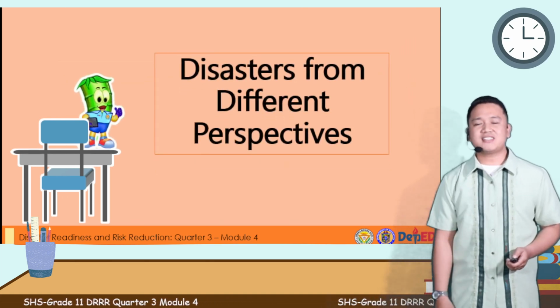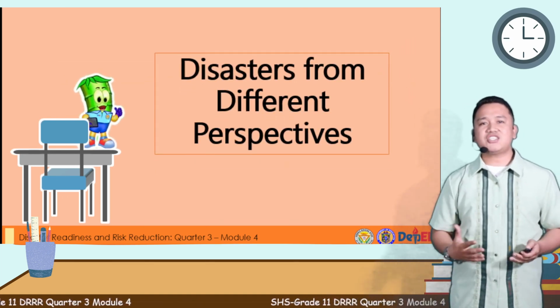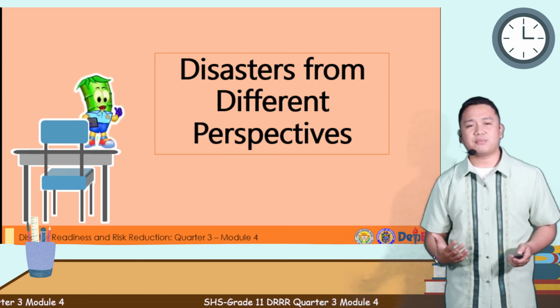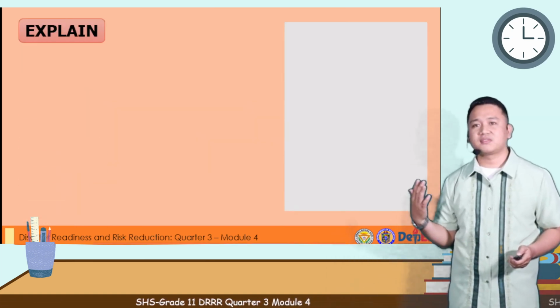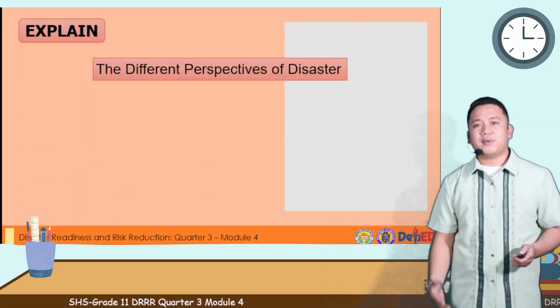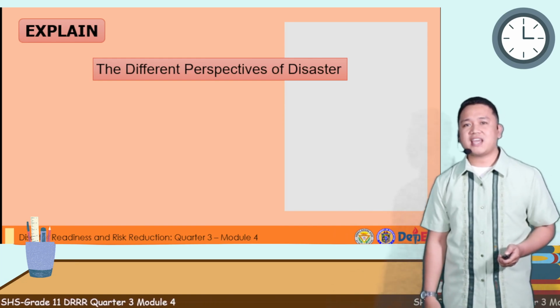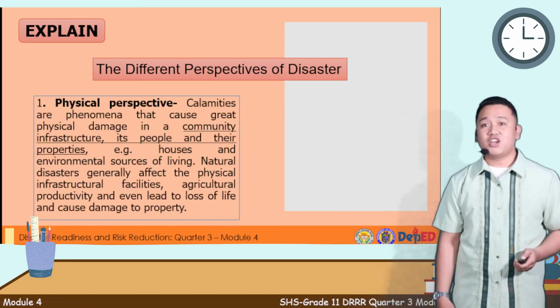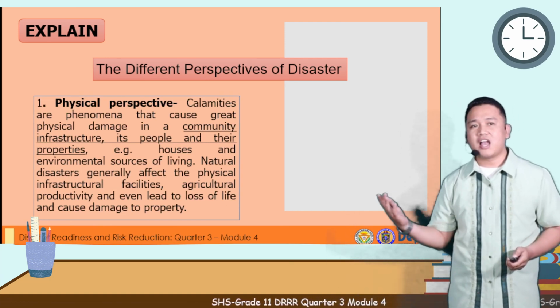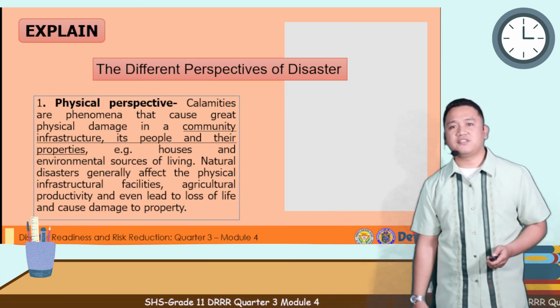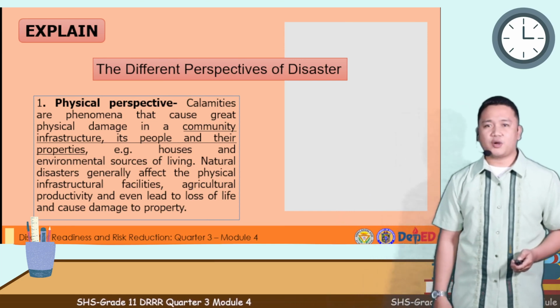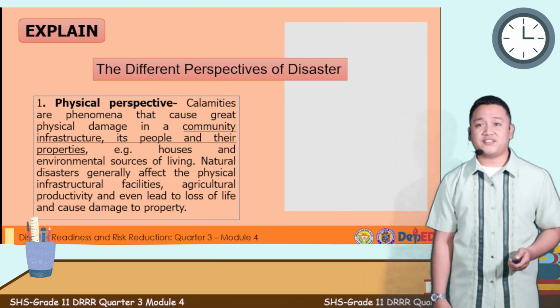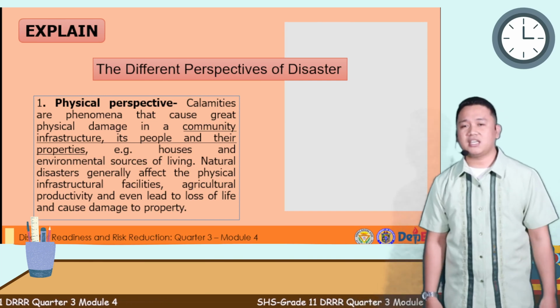Now, let us move on to the discussion of the disasters from different perspectives. So, we will be discussing, as I have said, the different perspectives of disaster. Number one, we have the physical perspective. Calamities are phenomena that can cause great physical damage in a community.